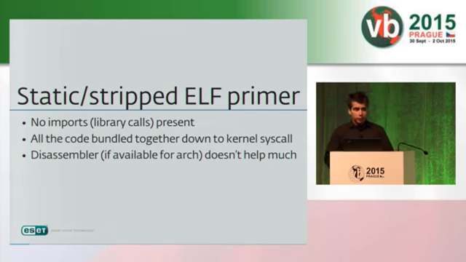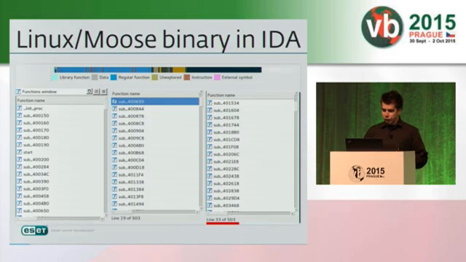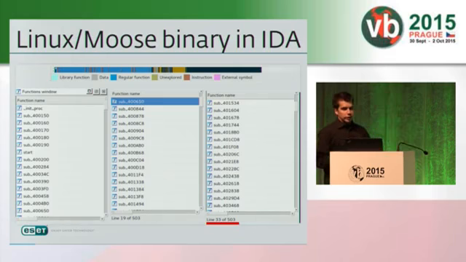The disassembler, even on the architectures it works on, for example x86 or ARM if you have enough money, you'll get a lot of pieces of code which are all relative and all down to the syscall again. So you have to go through a lot of code just to get a sense of what the malware is doing. Just to give you an image of this complexity, this is Linux/Moose inside of IDA.